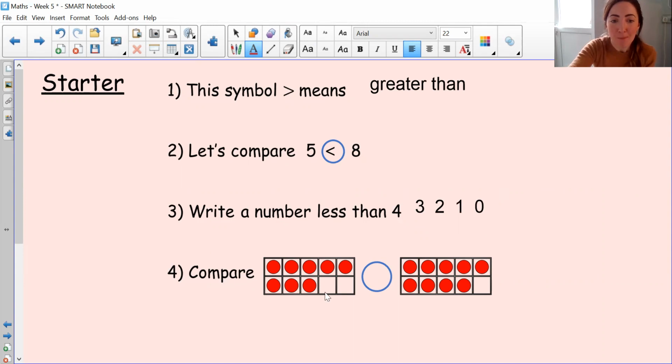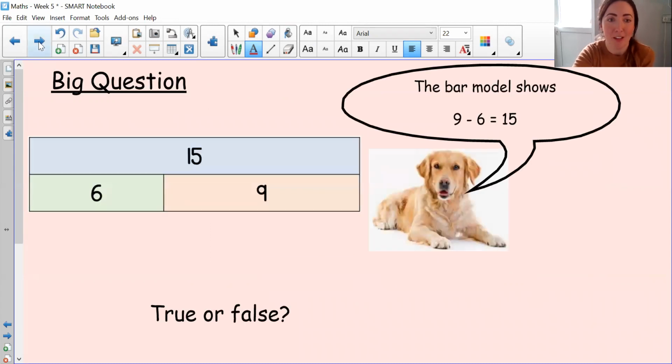And number 4, compare this 10 frame with this 10 frame. So this 10 frame shows 8. This 10 frame shows 9. And we know that 8 is less than 9. Did you remember how to use those symbols? I hope so, but don't worry if not, because we will be practicing today.